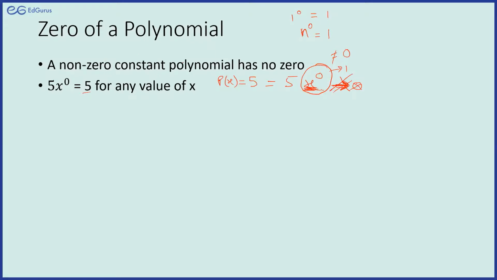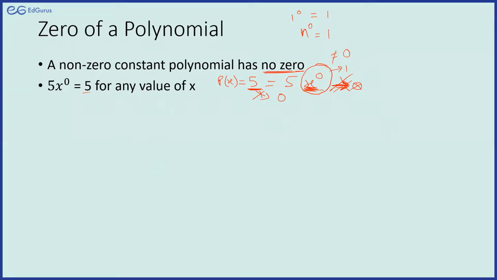That's why a constant polynomial has no zero. There is no value of x which can make it 0. Understood? Yes ma'am. Okay, there is no value of x for which this becomes 0. This will never be 0.